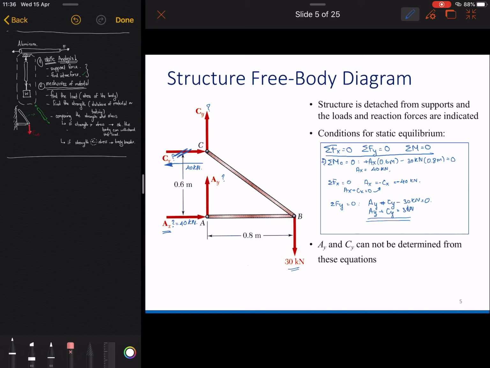So we have 3 equations. We should have only 3 unknowns, but in this case we have more unknowns here. Alright, so how do we solve this then?